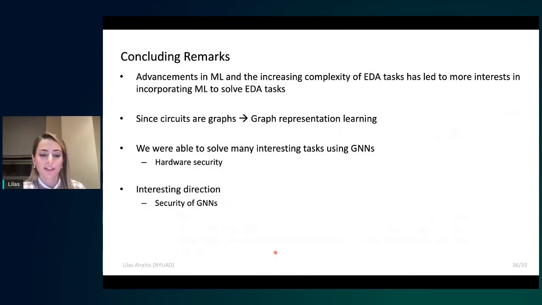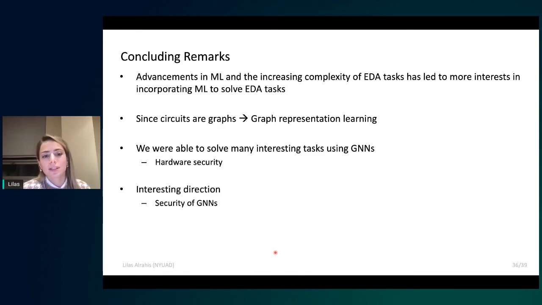So now we have reached the conclusion for today. The advancements in machine learning and the increasing complexity of EDA tasks have led to more interest in employing machine learning to solve some different critical EDA tasks. And since circuits can be represented naturally as graphs, graph representation learning is very promising to be used. Today, we showed you how we were able to use this graph representation learning, specifically graph neural networks, to solve many interesting hardware security related tasks.